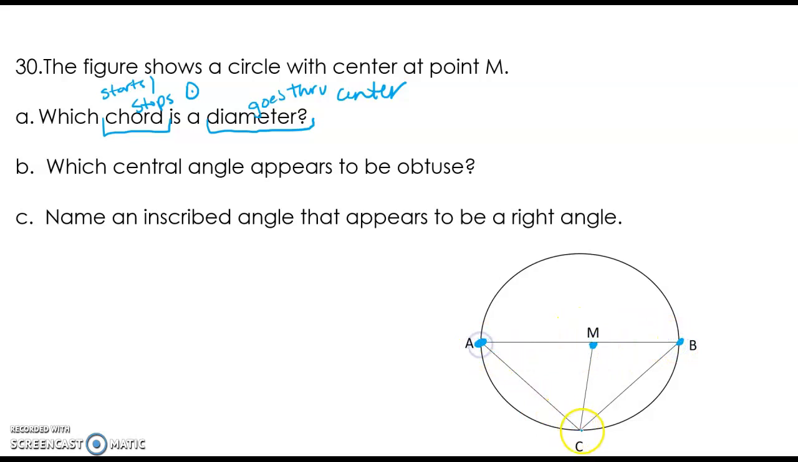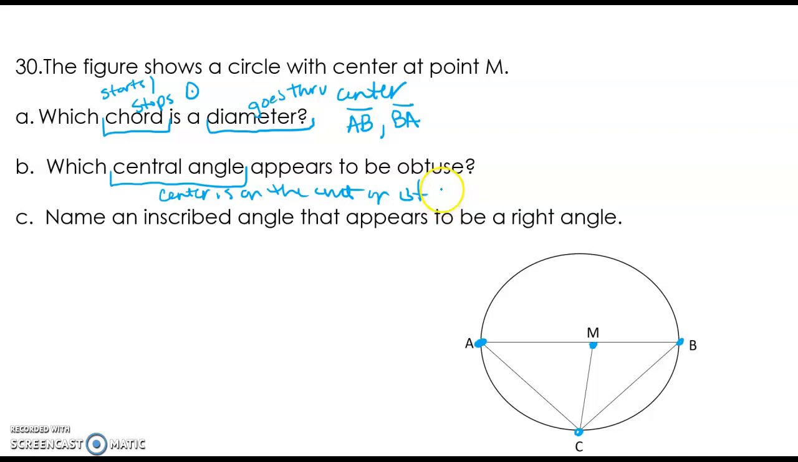Now this starts and this stops on the circle, but it doesn't go through the center. So that's a chord, but it's not the diameter. And so is CB. So my diameter is going to be AB or BA. And notice that when I write this, I don't put M in the middle. Okay, when you write lines, segments, rays, it's just 2 letters, not 3. Only angles are 3.